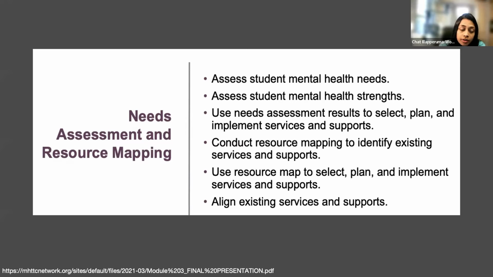And through that, we identify services and supports that are already available, could be within the school, could be within the district, could be within the community. So it's really up to you how you want to categorize that. And then with those available resources, you select, plan, and implement services and supports. And when you combine those, you can really align what the existing needs are with the existing services and supports.